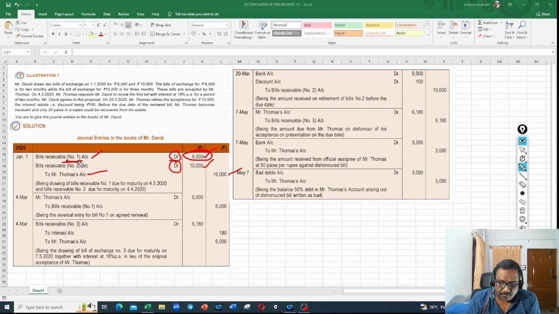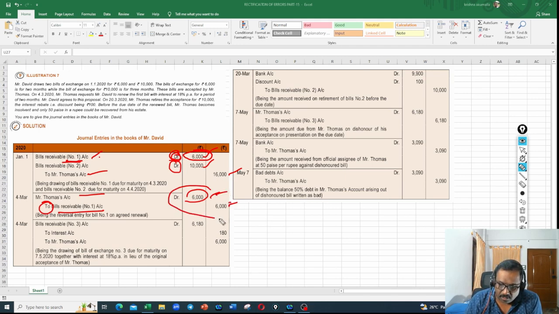What is the dishonor entry we write? Thomas account debit. Why is Thomas account debited? Bill will be given to him and we debit Thomas because Thomas will become a debtor to that extent. So Thomas account debit 6,000 rupees to bills receivable. The bill will be cancelled. Previously the bill was debited. Now we are cancelling that bill because the bill got dishonored. Since the bill got dishonored, we are crediting bills receivable account. Thomas account debit to bills receivable account 6,000.